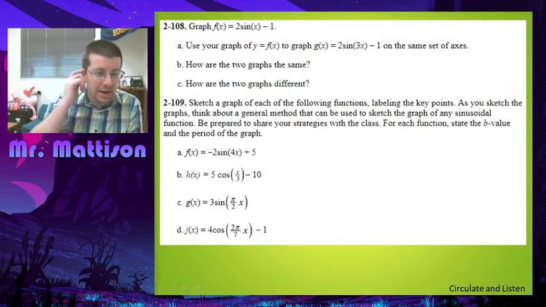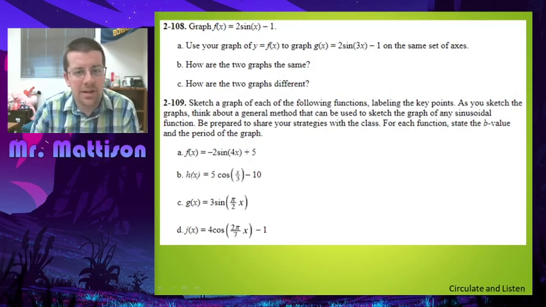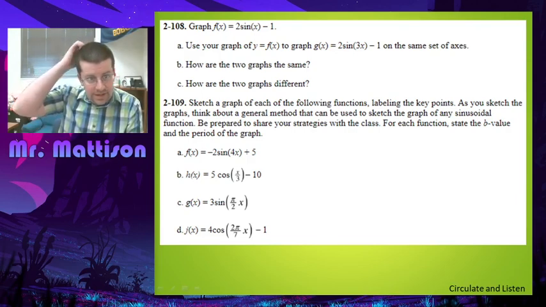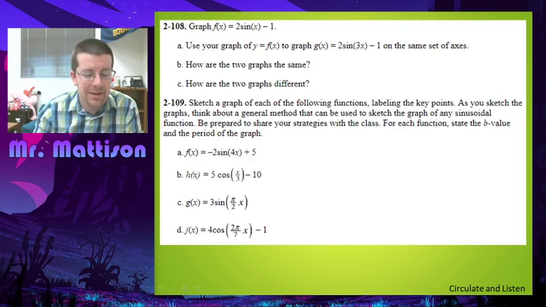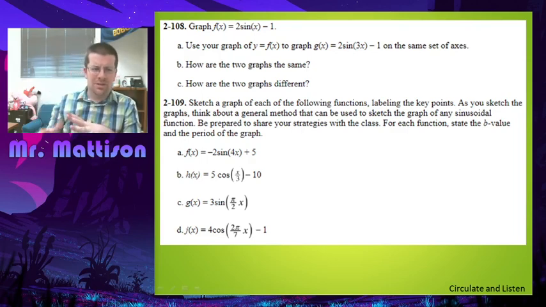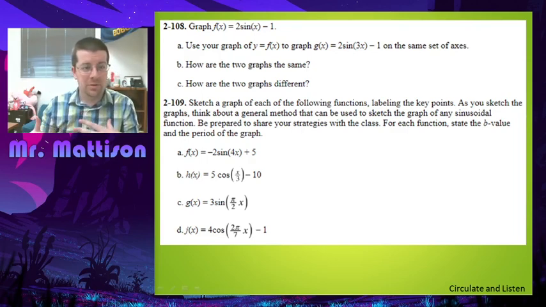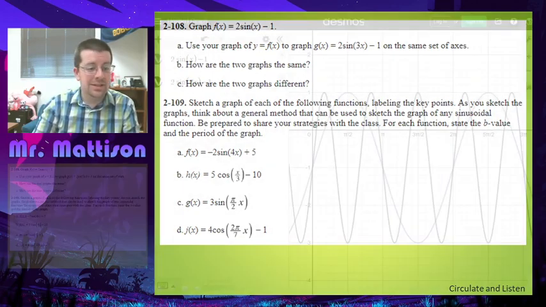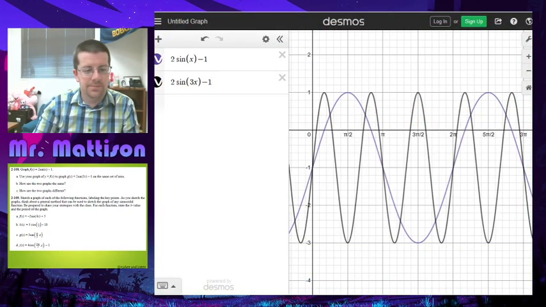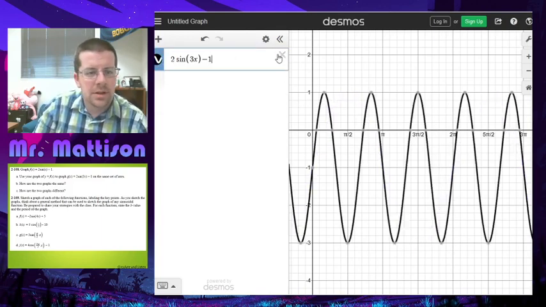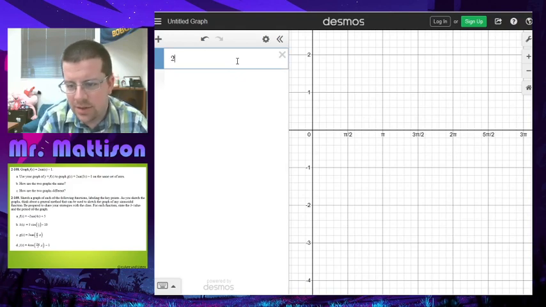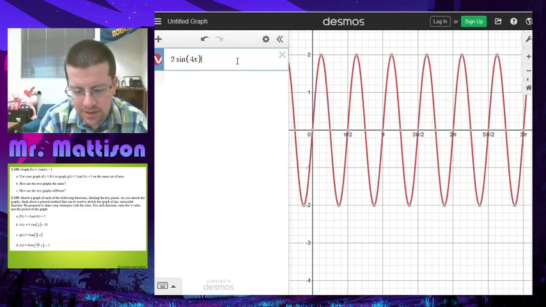So then let's take a look at 109. So we want to sketch a graph of each of these labeled the key points. And as you graph, try and think about the method. So I'm going to do these on Desmos just to make it a little bit faster and a way for you to check. But I'm also going to try and talk about, hey, here's what we should be seeing on all of these. So our first one, so you can see this here. All right. So our first graph is 2 sine of 4x plus 5.